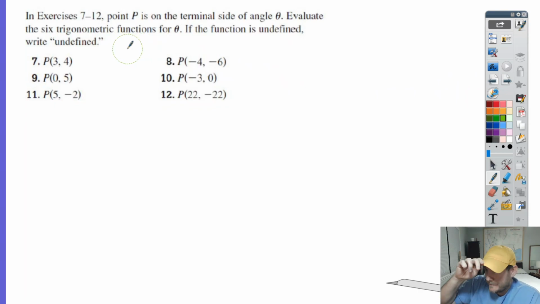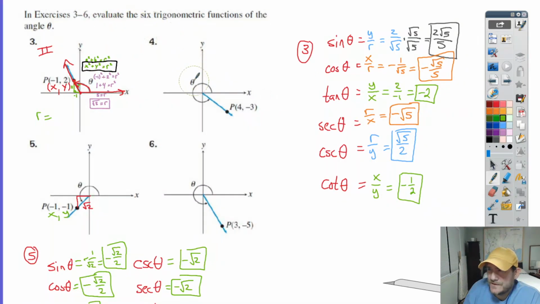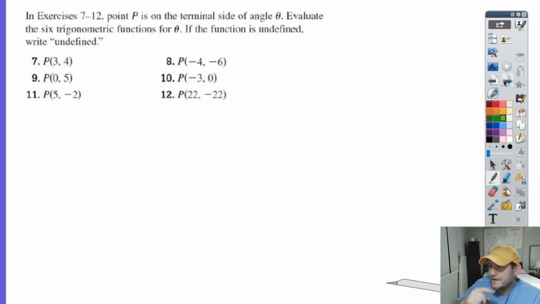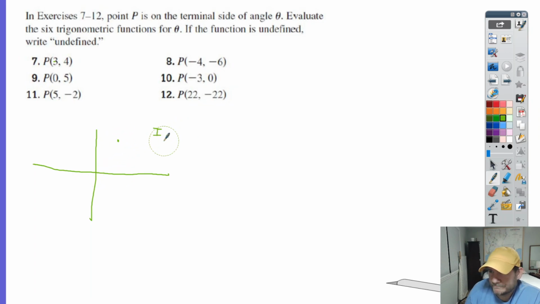All right, so these are more of the same. It says P is a point on the terminal side. It's literally more of the same. The only difference is here they drew the picture for you. Here you'd have to draw it yourself, which is actually somewhat good practice, because a very important thing that's coming is knowing into what quadrant you fall. So for 7, with both coordinates positive, if I'm over 3 and up 4, obviously I'm in quadrant 1.